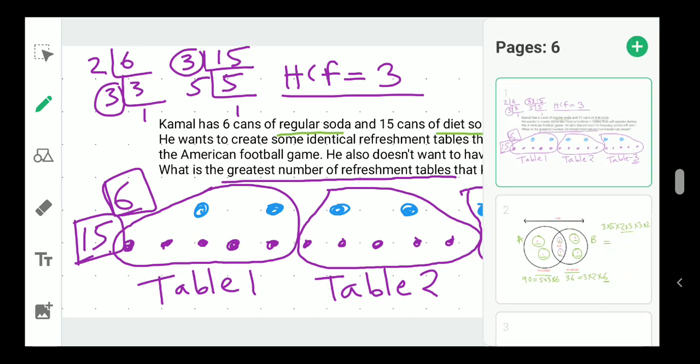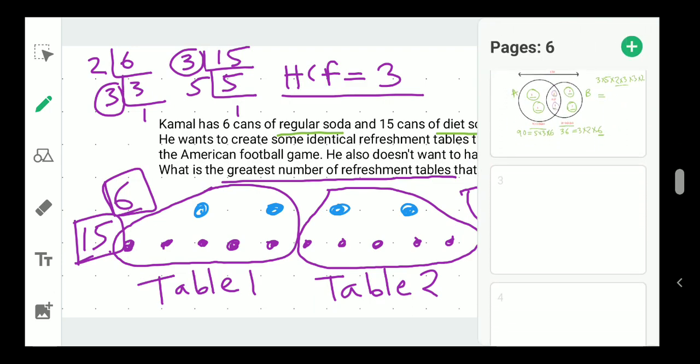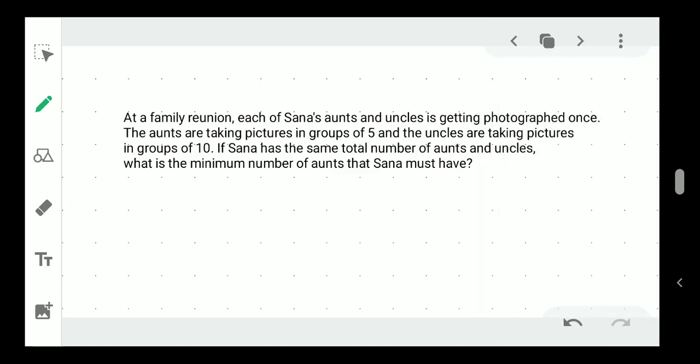Okay, now let us move to another sum category. If you see here, this one is a little bit different. At a family reunion, each of the son's aunts and uncles is getting photographed once. So how many aunts and uncles are there? Everyone is getting a chance to take their picture.